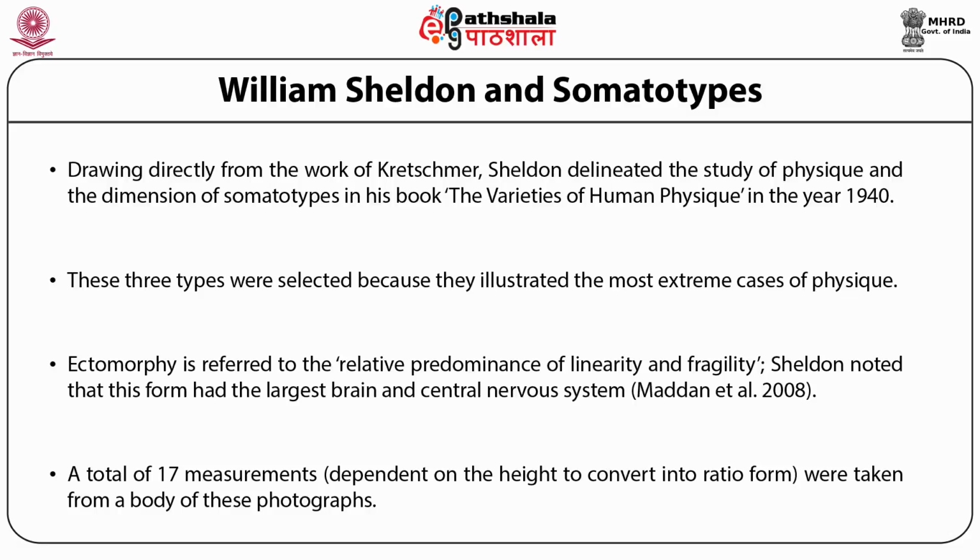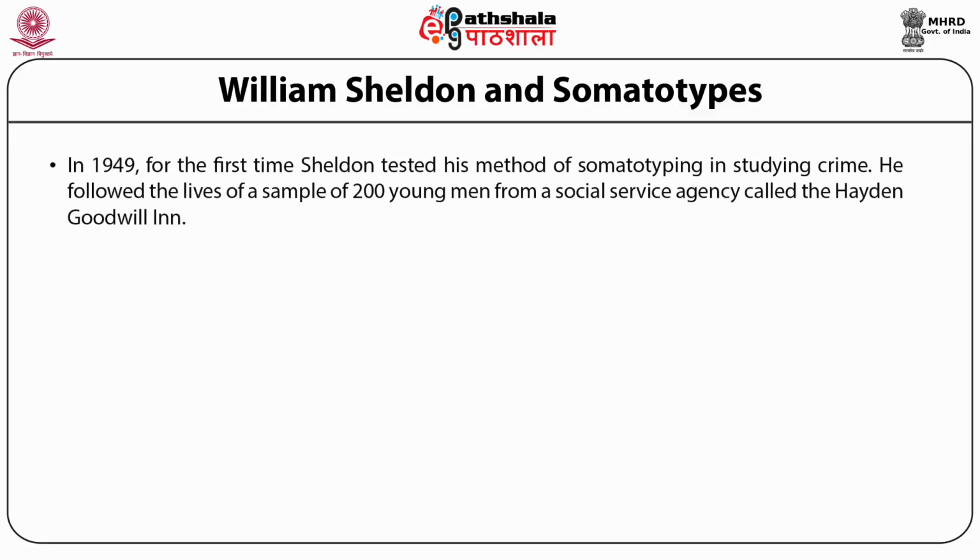In 1949, for the first time, Sheldon tested his methods of somatotyping in studying crime. He followed the lives of a sample of 200 young men from a social service agency called the Hayden Goodwill Inn. The sample consisted of youth with antisocial personalities as well as delinquent histories, which gave Sheldon's study a comparison group of non-criminals on which to base his results.